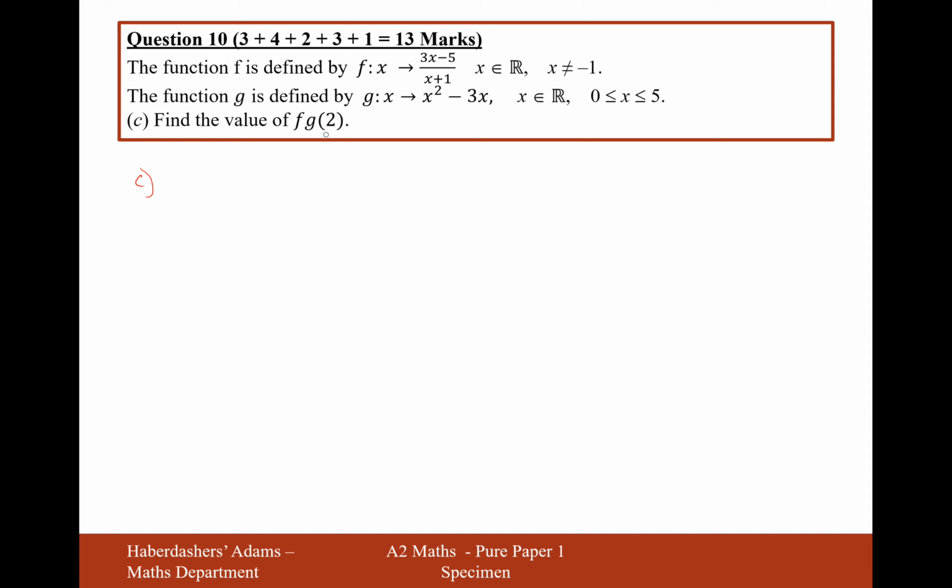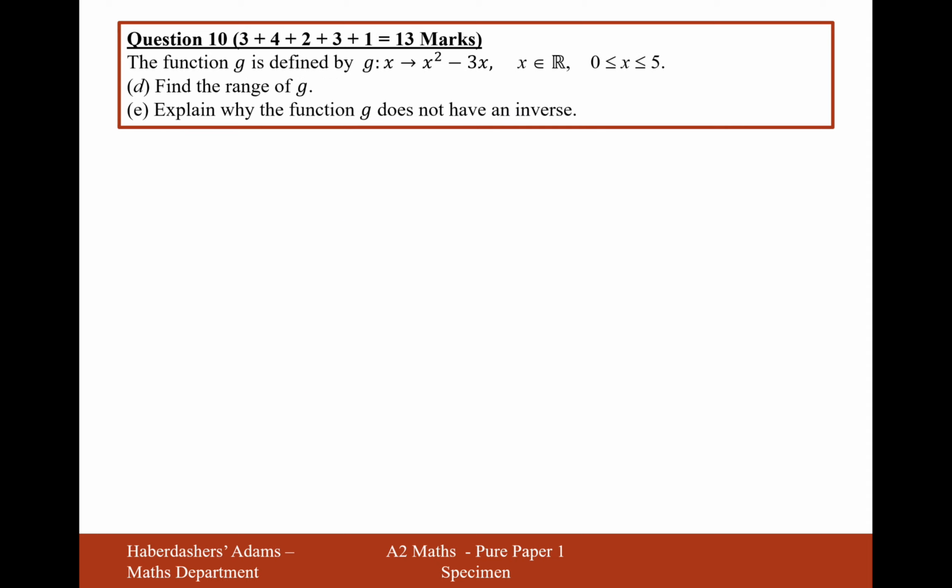So, fg of 2, so we do the g function first. Remember, when you do composite functions, you work with the function that's closest to the numerical value first. So g, we're going to do 2 into g first. So that's going to be 4 minus 6, that's minus 2. And then minus 2 into the f function, that's going to be minus 6 minus 5 over minus 2 plus 1. That's going to be minus 11 over minus 1, so that's going to be 11. Great, so that's the answer to part C.